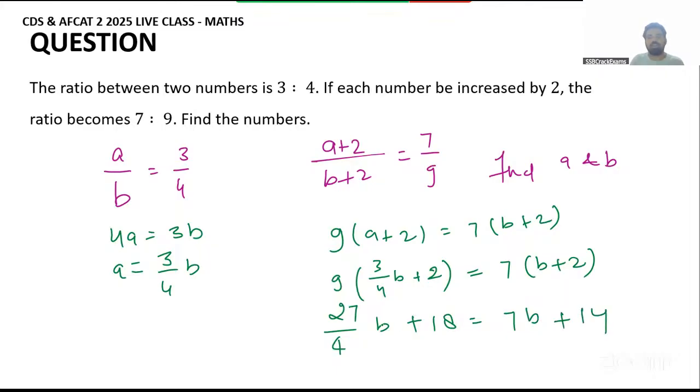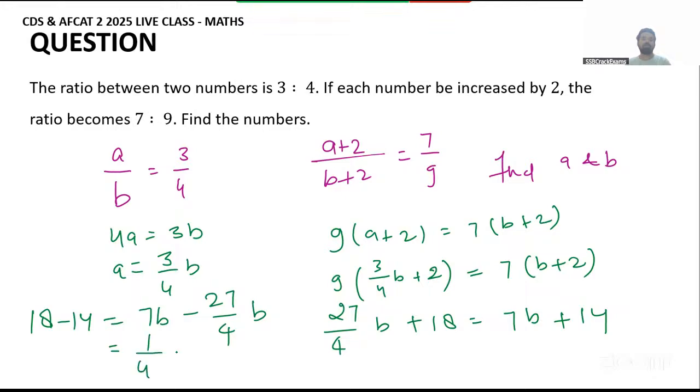Okay. Now what I want to do, I bring 14 this side and take this value this side. You know how to solve this. 7B minus 27 upon 4 B. So how much will it be? 1 upon 4 times B. Am I right? For 18 minus 14 is equal to 4. So 1 upon 4 times B is equal to 4. It means B is equal to 16.